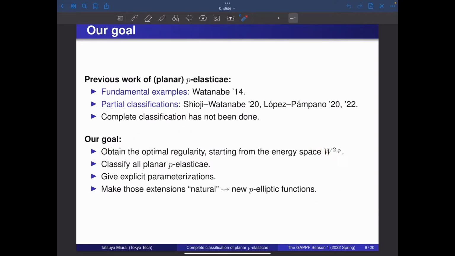And this is the end of the first part of my talk, which is about the introduction of p-elastica. In the second part of my talk, I would like to explain our main results about the complete classification of planar p-elasticae. Okay, thanks.